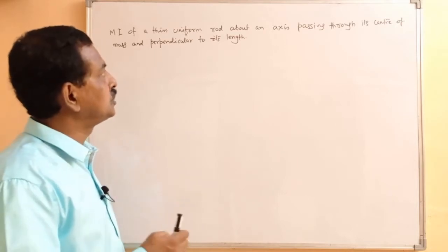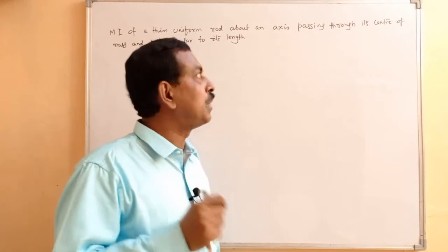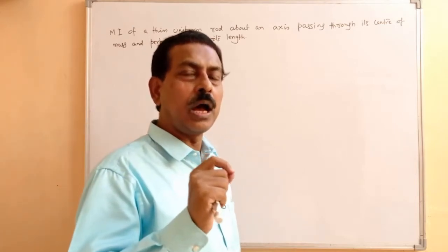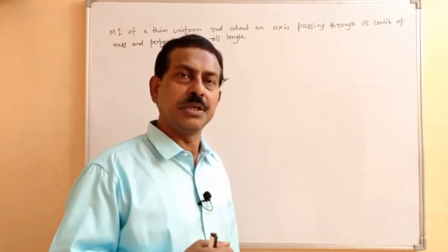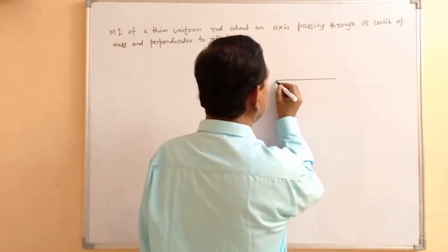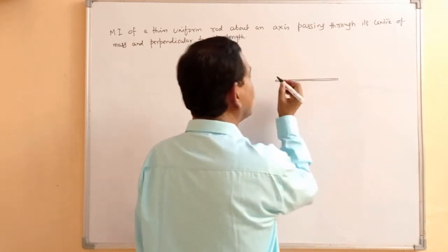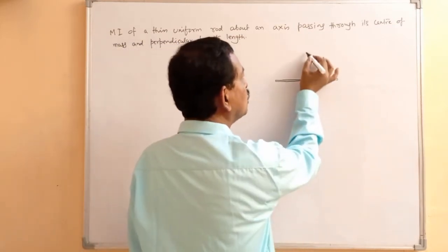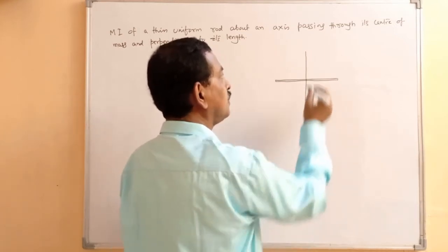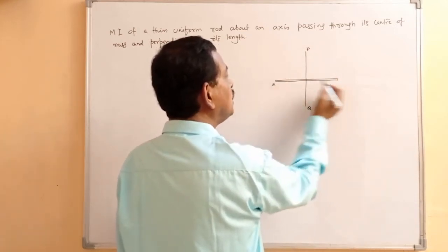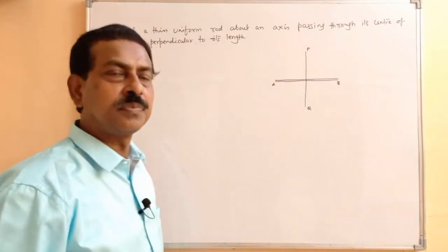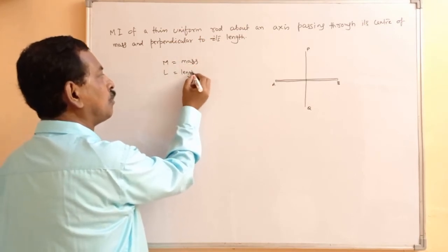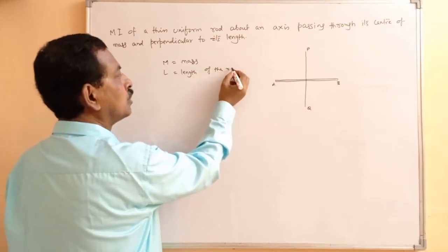Suppose we want to find the moment of inertia of a uniform rod about an axis passing through its center of mass and perpendicular to its length. In fact, we are just trying to see how we can find the moment of inertia of a continuous body. We'll assume that this is, suppose, a thin uniform rod, and we want its moment of inertia about an axis which is passing through its center of mass and is perpendicular to its length. So this is, suppose, the axis, this is your PQ, and AB is the rod. Its mass is m, and length we take as L, of the thin rod.